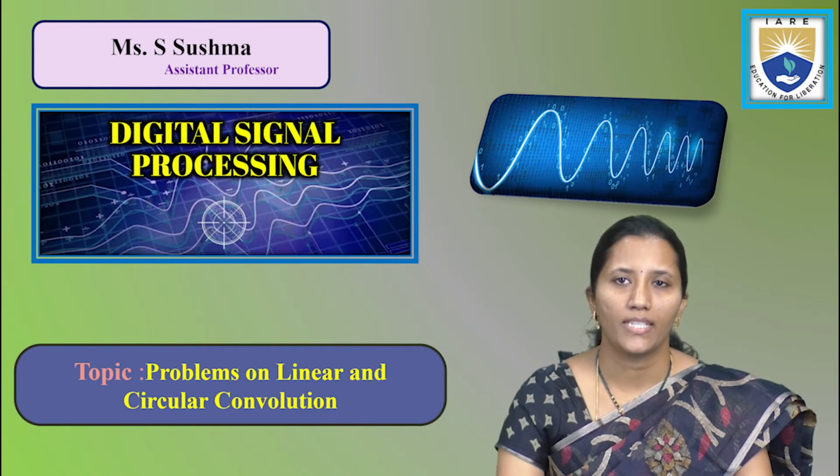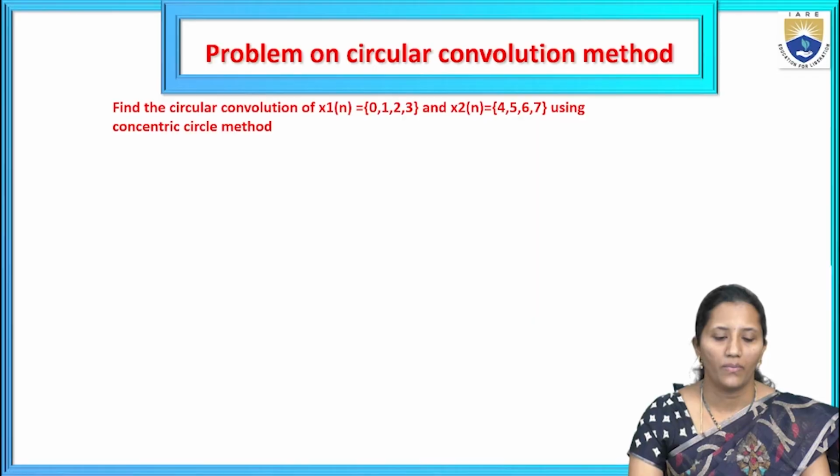Today we are going to discuss the problems on linear and circular convolution. The first problem is on the circular convolution method. Here in the circular convolution method, we are going to discuss the problems on the graphical method, that is the concentric circle method, as well as the matrix method. Other problems are on linear convolution, which are the graphical method, tabular method, and matrix method.